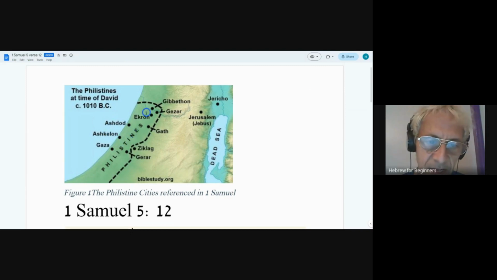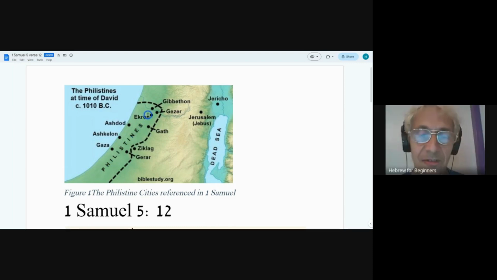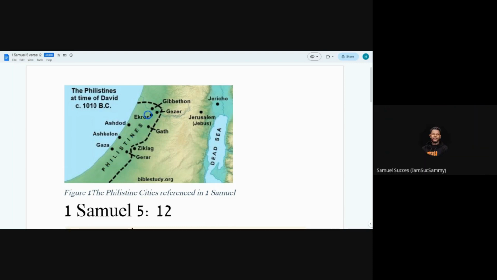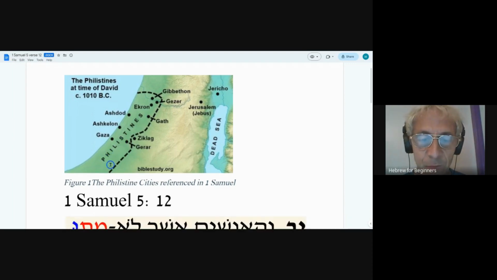And this area, do you know what the name of this territory is now in modern geography? Do you know what this area is called, Sammy? Israel. Actually, this is, sorry, Palestine. We call this the Gaza Strip.